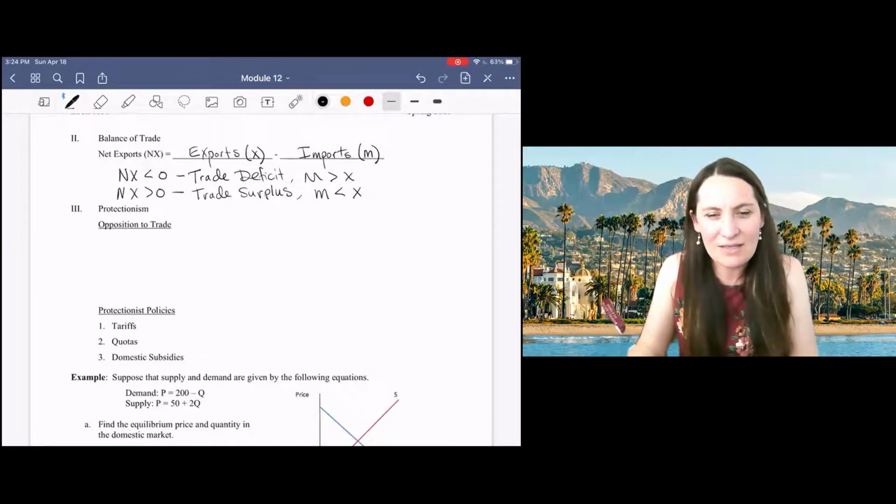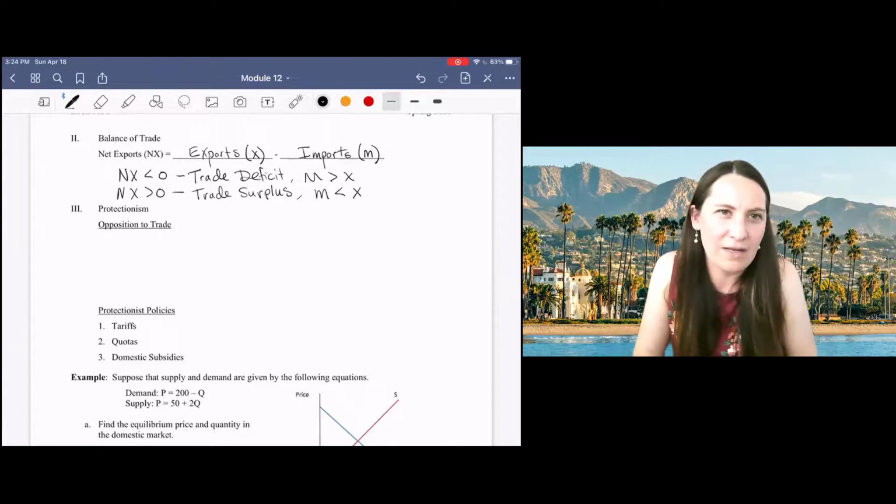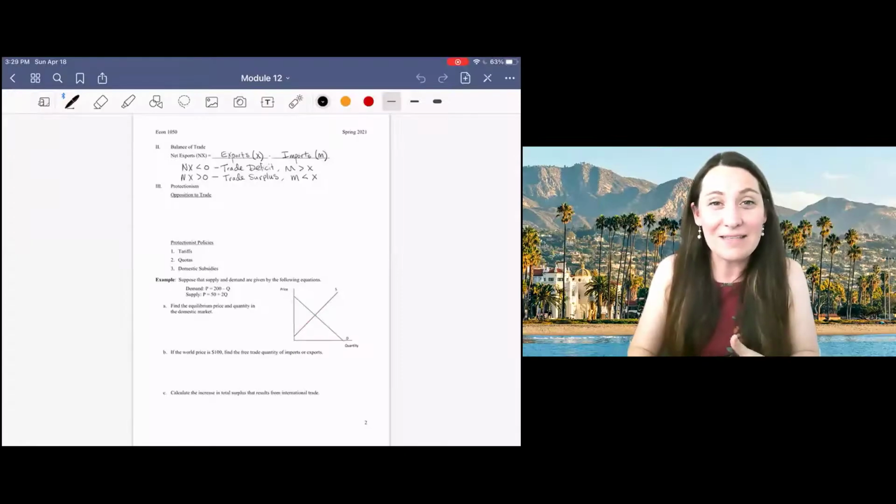We'll return to this to talk a little bit more about what it means, but in general, economists do not think that it is a problem to run trade deficits in the long term. It simply means that more capital is flowing into the country to offset the trade deficit.